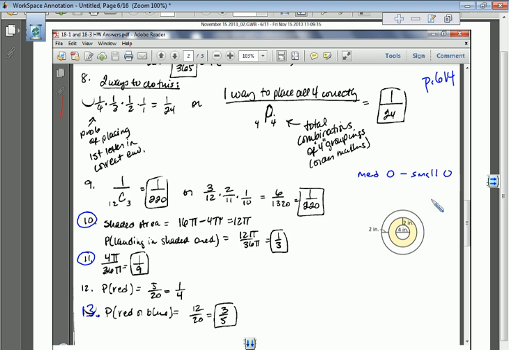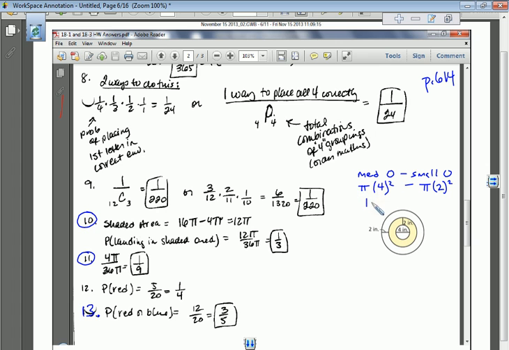Gives you the shaded region. And area is pi r squared. So the small circle has a diameter of 4, so its radius would be 2. And the medium circle would be 2 and 2 more, so it would have a radius of 4. So that's where we get the 16 pi minus the 4 pi. So the area of the shaded region is 12 pi.